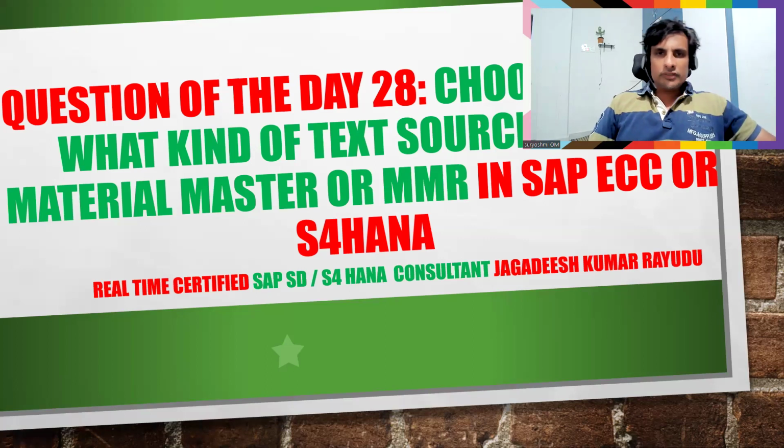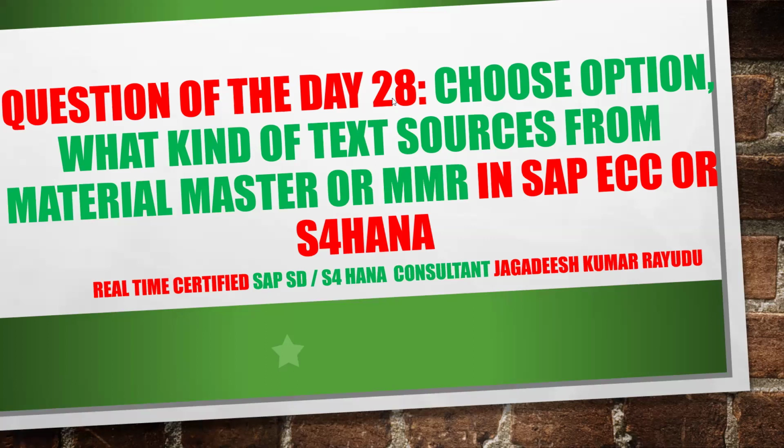So, another question of the day. This is the 28th question. Choose the option: what kind of text sources are available from Material Master or Material Master Record (MM) in SAP ECC or S/4HANA? So, basically, that is what we are supposed to discuss: what kind of sources, what kind of methods, what kind of ways to pull the text from material master. Okay, so let's try to check this one.